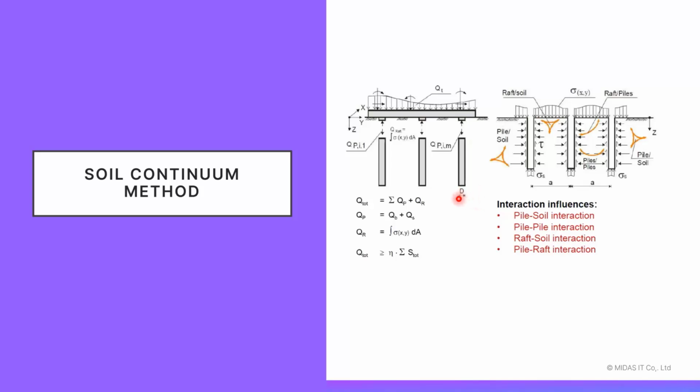The next method is the soil continuum method, which is the direct method. This is the method that comes under the direct method of interaction studies. Let's say for a piled raft foundation, we have different kinds of interactions: between the raft and the pile, the soil, pile and pile, and raft and soil as well. So there are many kinds of interactions.